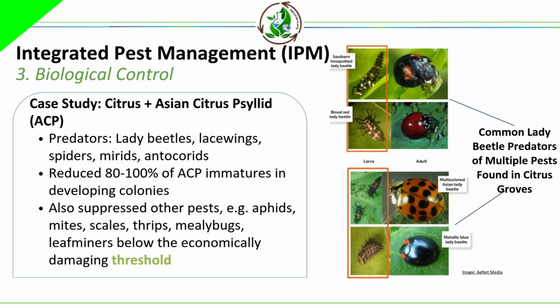In citrus groves, predators like lady beetles, lacewings, spiders, and murids can reduce Asian citrus psyllid, or ACP, populations by 80 to 100% in developing colonies. ACP is a pest that causes significant damage and loss in citrus plants. These predators also help control other pests like aphids and mites. By relying on natural enemies, farmers can keep pest levels below economic thresholds without frequent chemical sprays. This is a real-world example of how biological control supports both crop health and environmental sustainability.